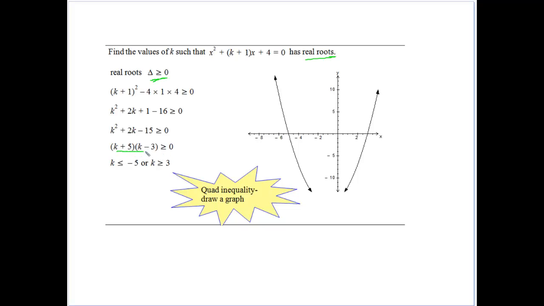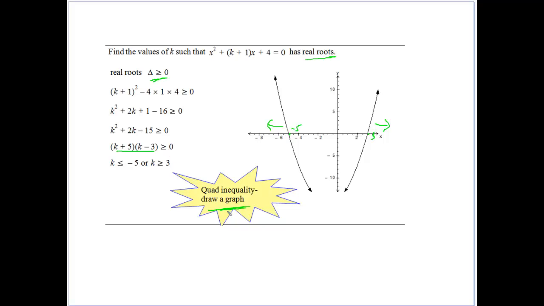So basically we're looking at a quadratic here and looking at where it gives us positive values. If we draw up that quadratic, it doesn't have to be a great graph, we know it goes through minus 5 there, and it goes through 3 there. So where is it going to be positive? Well, for k values less than minus 5 or greater than 3, we're going to get those values of k making that greater than or equal to 0.